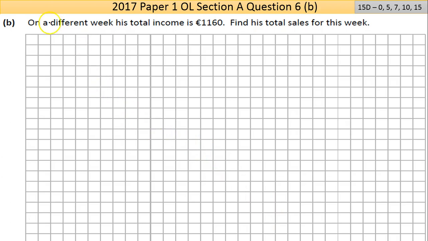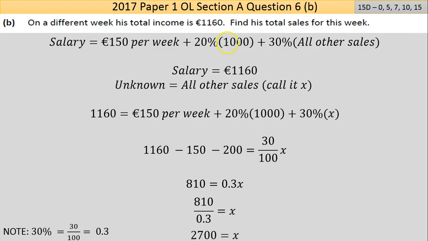So part B here, okay, on a different week, his total income is 1,160. Find his total sales for this week. So in essence, his amount of 30% has changed, and he's sold more as such. So I can use again my formula as such, and I'm now seeing that the unknown I have is all other sales, and I'm given more information, and that's his salary. So I can fit it in.